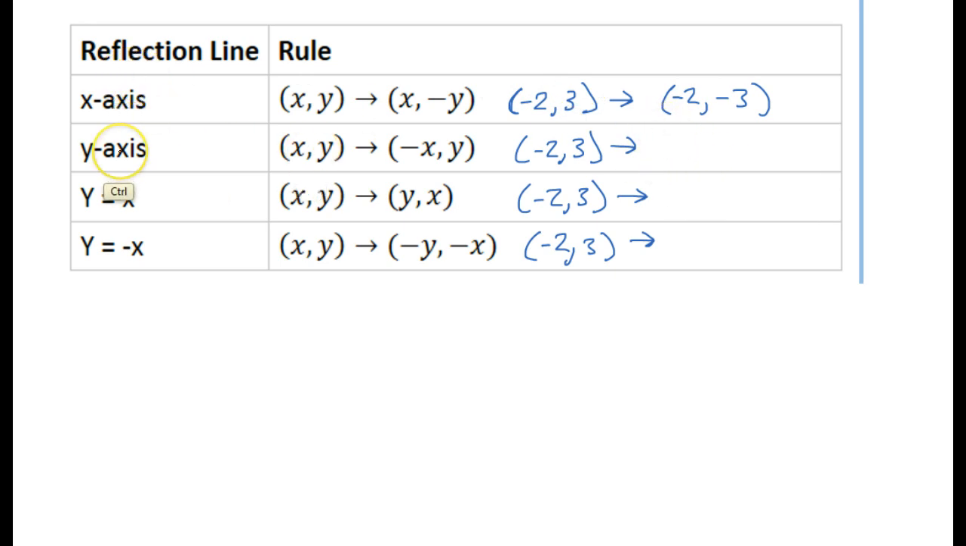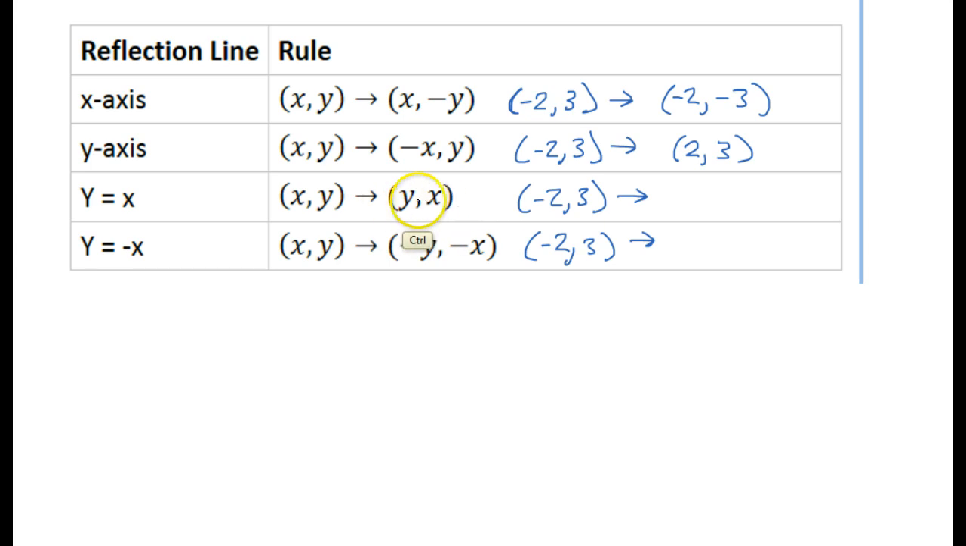If I want to do a reflection over the y-axis, this rule says change the sign of the x value, keep the y value the same. So I'm going to change the sign of the x value, so that'll be +2, and I will keep the y value the same. So notice when there's a negative here, it just means change the sign. Okay, so notice this one doesn't have any negatives.